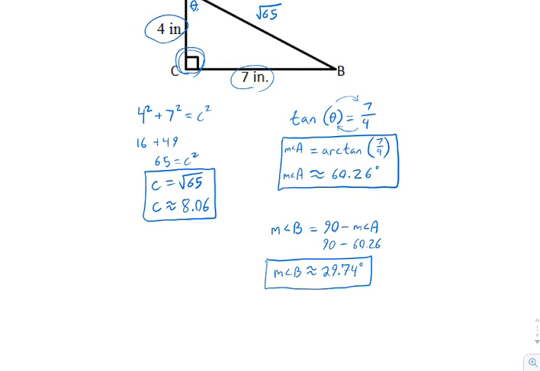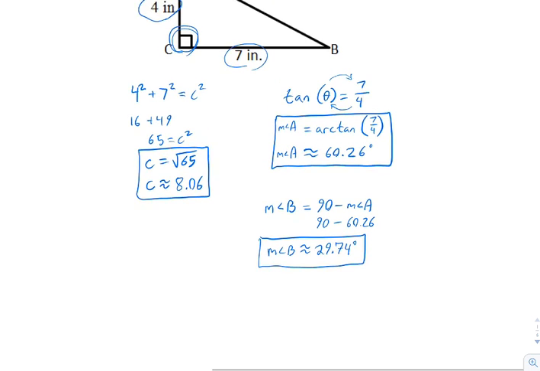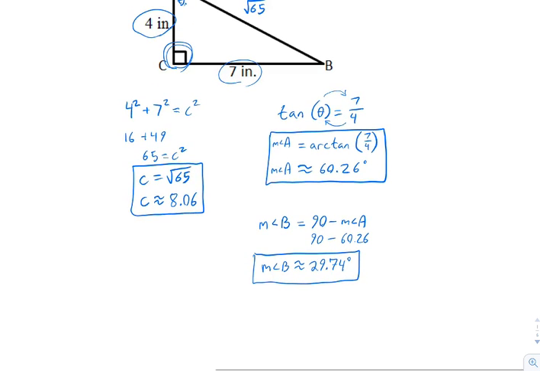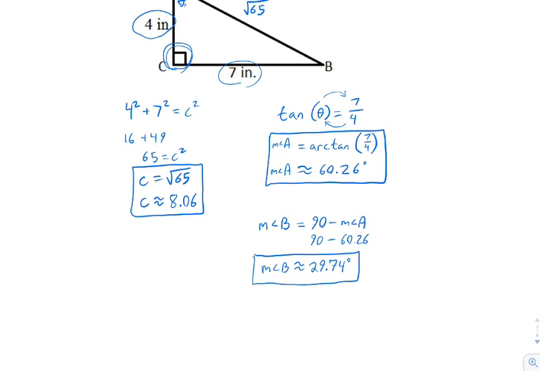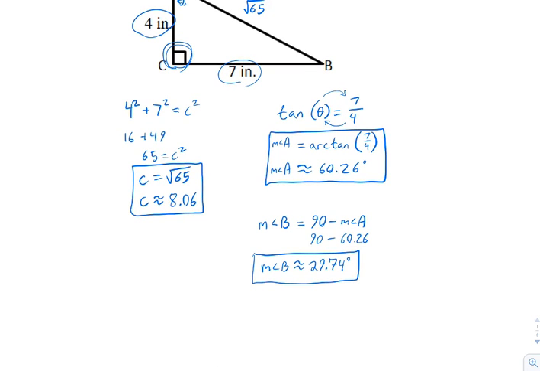But guess what? I'm going to double check that a different way. Just because I like double checking my work, making sure it's correct, I'm going to solve it the way I solve for A. I'm going to say, well, I know that the tangent of angle B should be equal to 4/7.